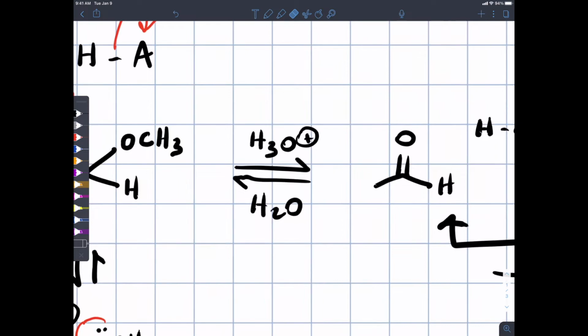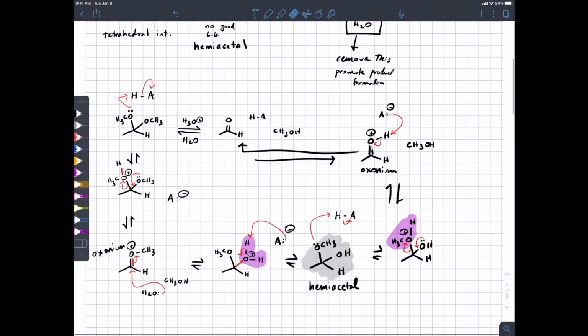Hopefully you're comfortable with the idea that if I draw H3O+, I'm assuming there's a counter ion there. If it's Cl-, that was HCl. You don't just open up a bottle of H3O+. There's no such thing, okay? All right, other questions?